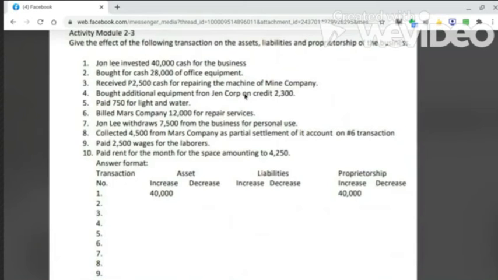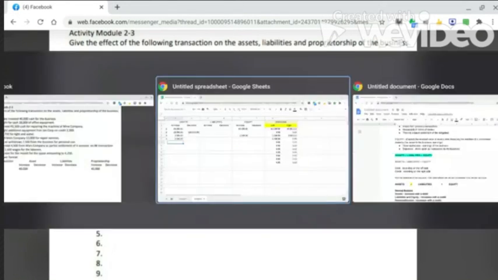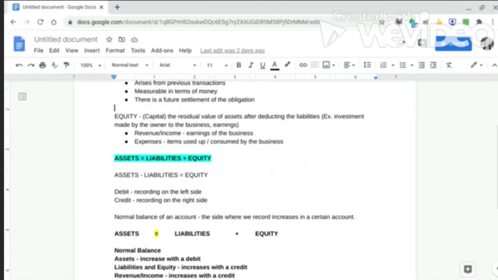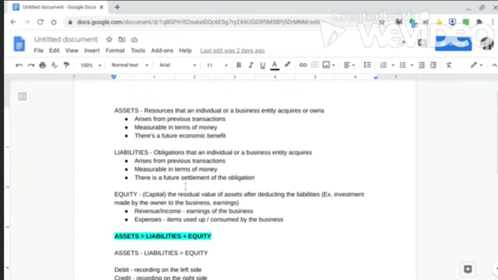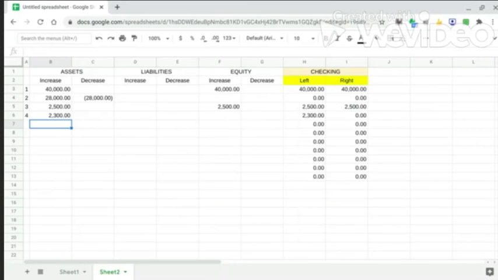So, which tells us that inutang niya yung equipment na yon, which will cause him to settle that obligation in the future. So that means itong utang na to is a liability, an obligation that John Lee has acquired that he needs to settle in the future. So ilalagay natin siya as increase, tumaas yung utang niya in liability, 2,300. So again, check natin kung equal sila. So equal. So which means tama tayo dyan.